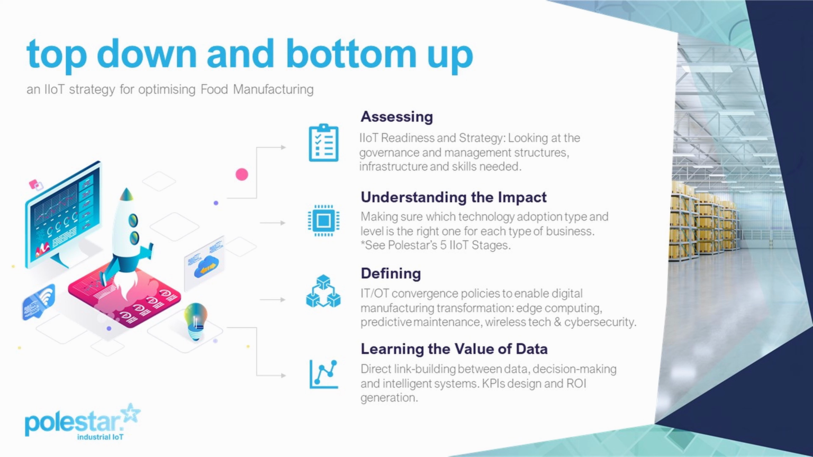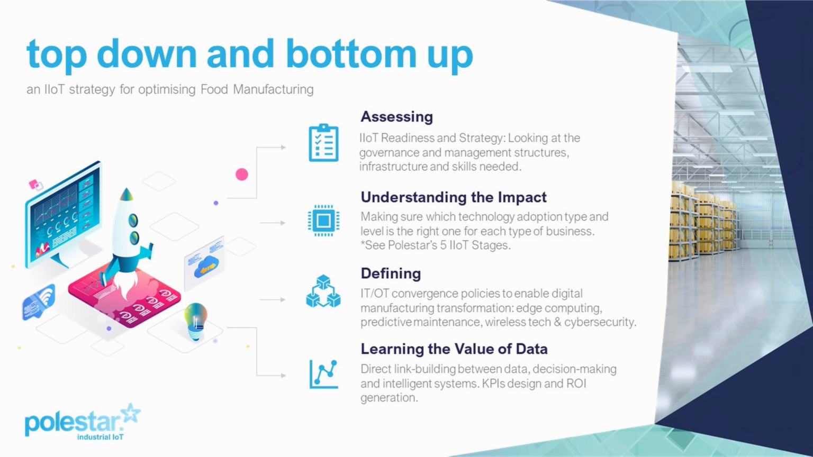We help our customers develop and create strategies with a set of technology adoption stages, helping any manufacturing company to become smarter. Firstly, assessing. Evaluation of where you are now in terms of digital maturity and setting clear targets for the next 5 years, assessing your IIoT readiness and strategy. Secondly, understanding the impact. How the technology helps food and drink manufacturers decide on the best interventions. We help make sure that the technology adoption is the right one and the right level for each type of business.